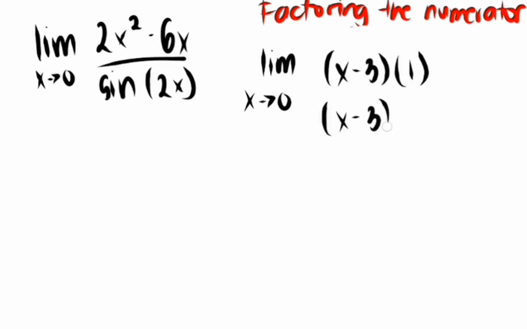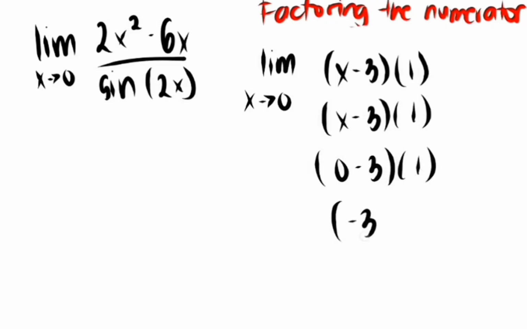Substitute x to 0. The limit of x minus 3 multiplied by 1 as x approaches 0. Substitute the 0 for the variable x. So 0 minus 3 would be negative 3 multiplied by 1. Our final answer is negative 3.